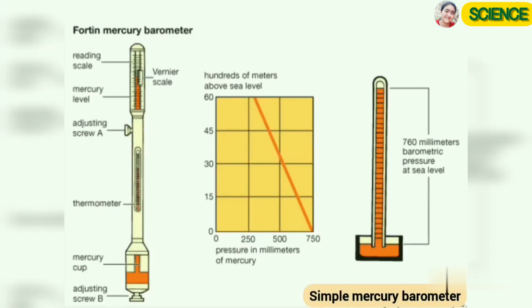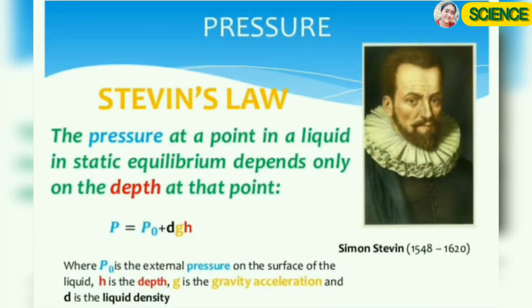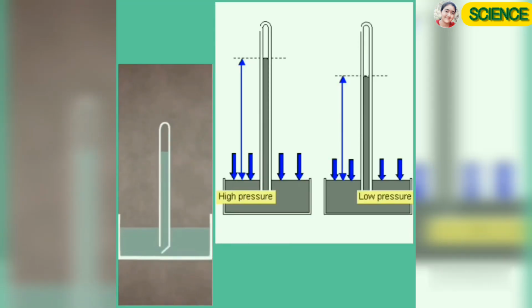Sure, son. Fortin's barometer is an improved form of mercury barometer, which is used for the accurate measurement of atmospheric pressure. You know that for a given liquid at a given place, the pressure at a point inside a liquid is directly proportional to the height of the liquid column. So, if the height of the liquid column decreases, it indicates that there is a fall of atmospheric pressure. And if the height increases, therefore there is a rise of atmospheric pressure.